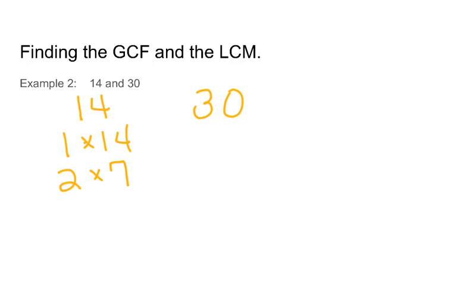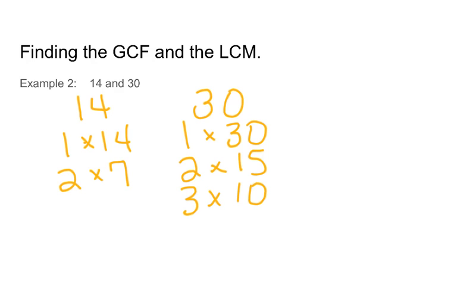Now for 30. We have 1 times 30. Then 30 divided by 2 is the whole number, 15. 30 divided by 3 is the whole number, 10. 30 divided by 4 is a decimal. And 30 divided by 5 is 6. And there's no whole numbers between 5 and 6, so I'm done.